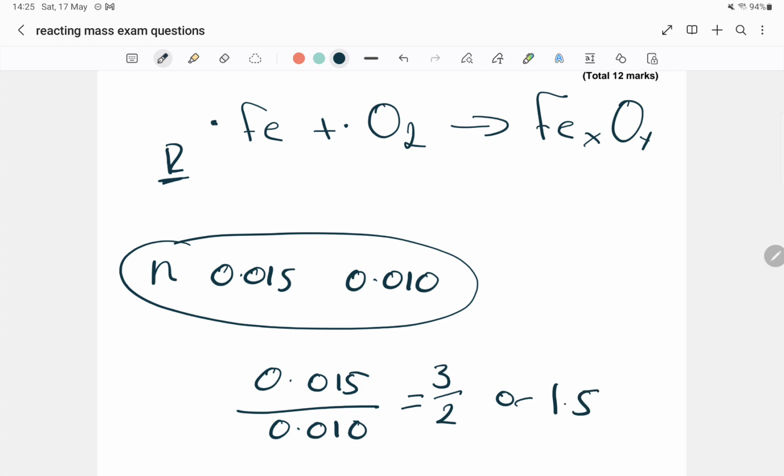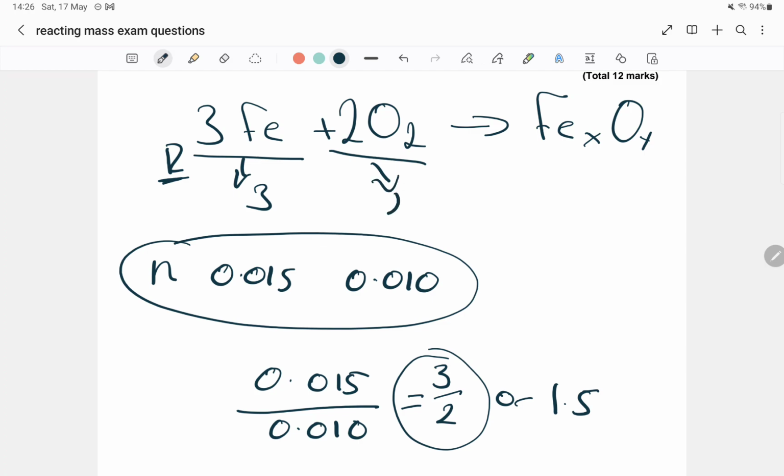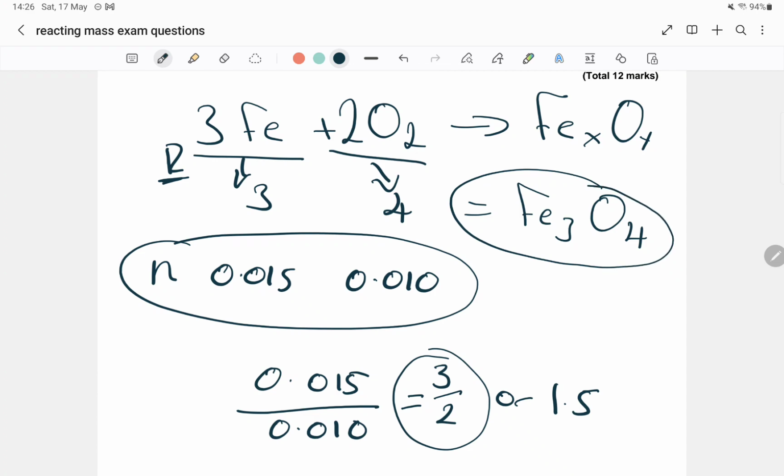So that means I've got 1.5 times the amount of iron greater than oxygen. Or I use these numbers here, the 3 and the 2. That means I've got 3 moles of iron and 2 moles of oxygen. Because I've got 3 moles of iron and 2 moles of oxygen, that means in total I've got 3 lots of Fe and 4 lots of oxygen. So when I'm doing my chemical formula for iron oxide, it's just Fe3O4. That is the chemical formula.